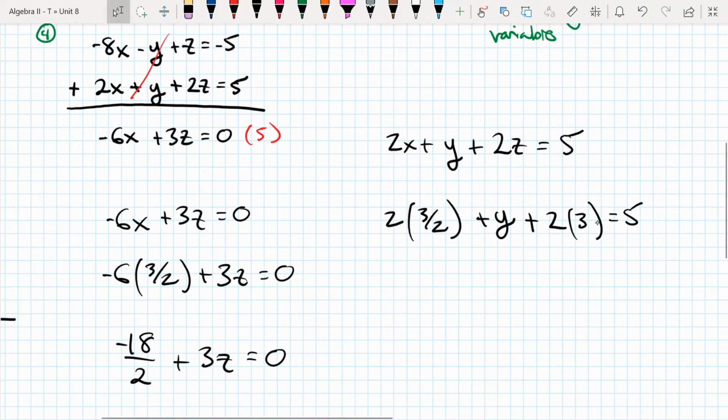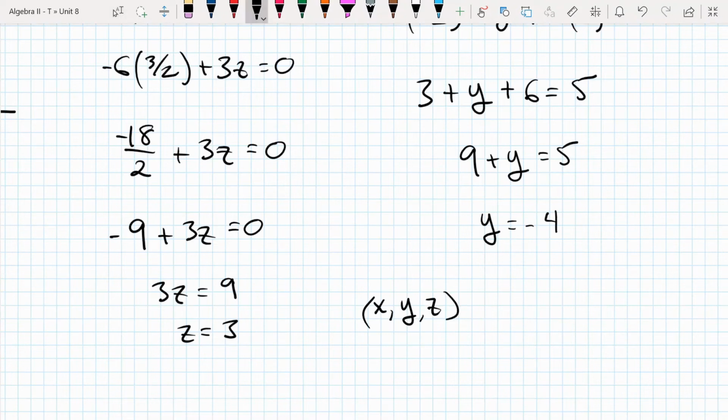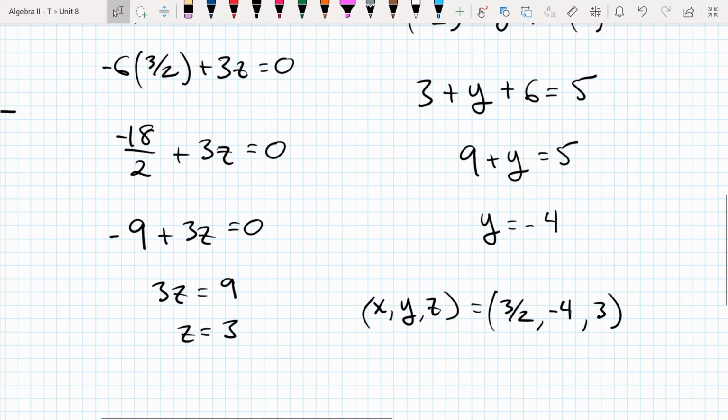Okay. So we end up with 3 plus y plus 6 equals 5. Well, 9 plus y equals 5. And so if we subtract 9 on both sides, y is equal to negative 4. So the x, comma y, comma z values that satisfy this equation are 3 over 2, comma negative 4, comma 3. And that is the answer for this one. Okay, so that's a lot of work.